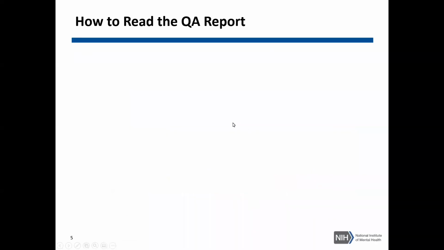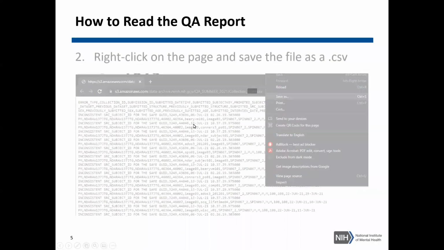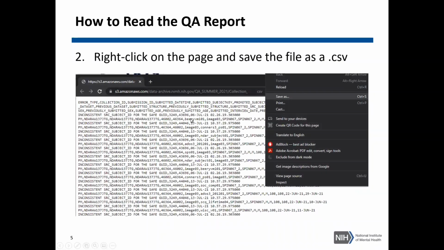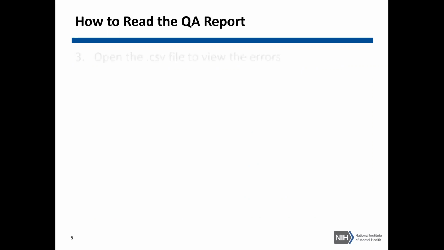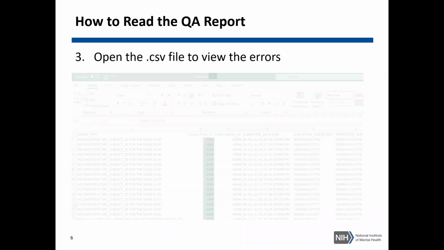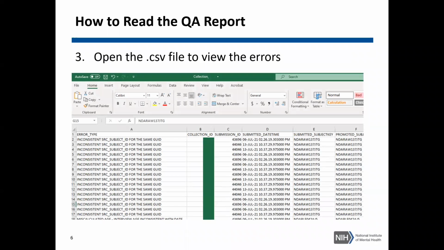So you click this link, open it up, it'll take you to this page. We advise you to right click on this page and save it as a CSV file. So that's a little bit more readable. So once you save that, you can open it up and view all of your QA errors in a much more readable format.